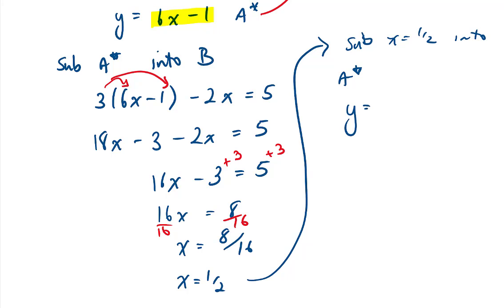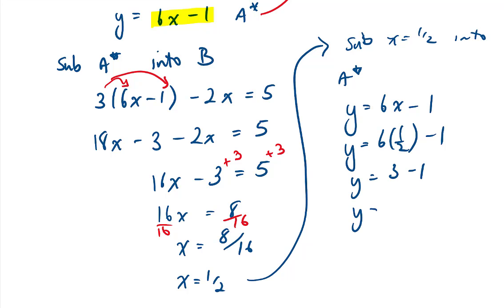A star, recall, is y equals 6x minus 1. So therefore, y equals 6 times 1/2 minus 1. Half of 6 is 3. So therefore, y is equal to 2. So this time, we say that (x, y) is equal to (1/2, 2). That is the point where the two lines will intersect. And notice we didn't have to graph this time.